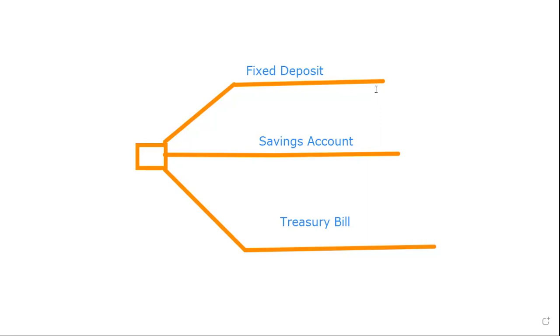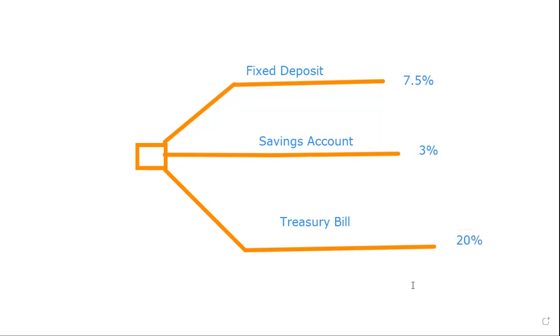So the fixed deposit is known at 7.5% returns. The savings account is known at 3% returns. So the fixed deposit is 7.5% returns, and the savings account is 3% returns, and the treasury bill is 20% returns.